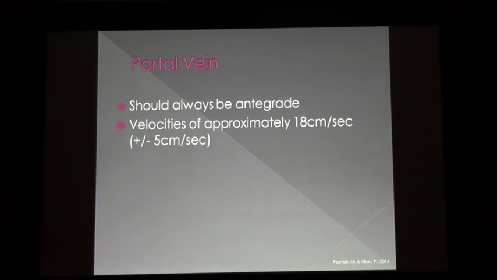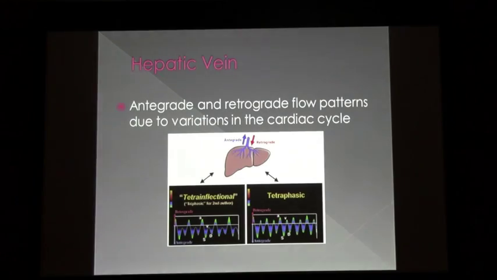The portal vein should also be antegrade. Typical velocity is approximately 18 centimeters per second plus or minus 5 centimeters per second. And the portal vein is also the only vein that should be described with hepatopedal or hepatofugal flow. Can everybody keep that straight? You think your referrers can keep that straight?